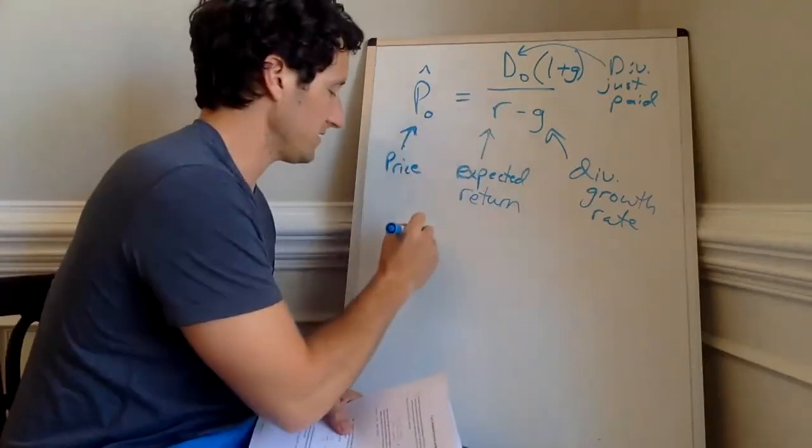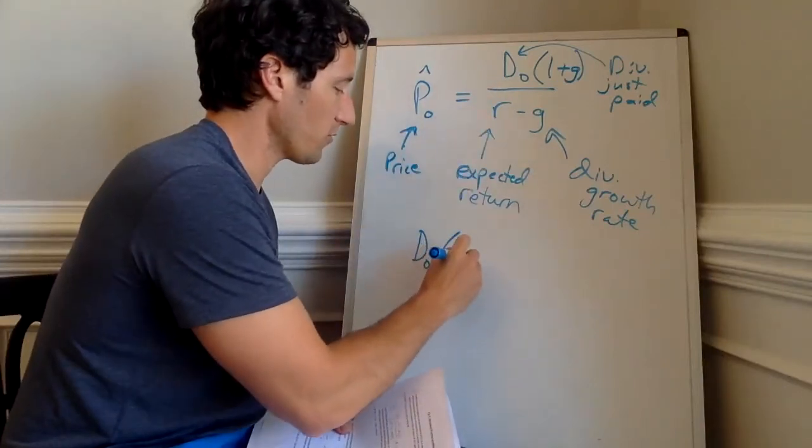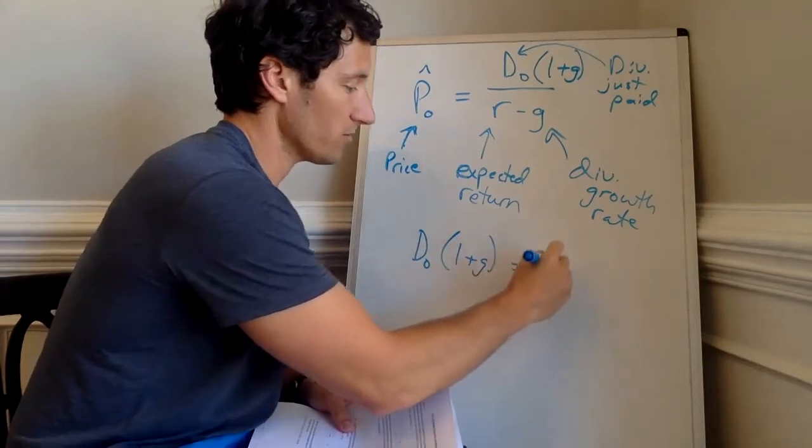Another way to write this, D0 times 1 plus G is also equal to D1.